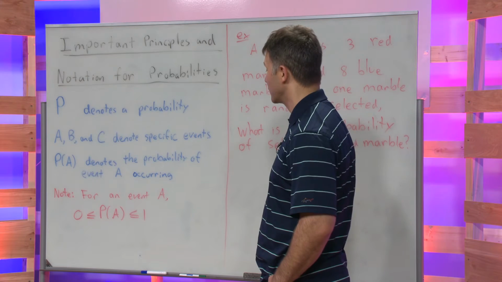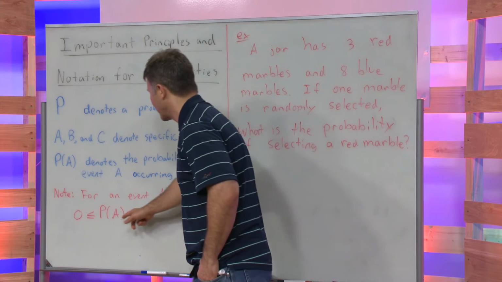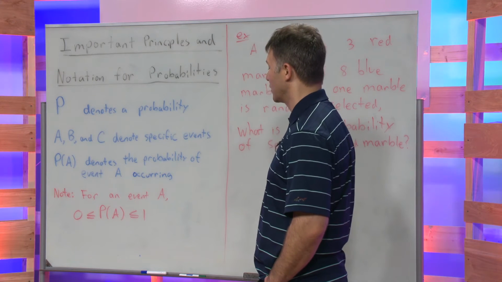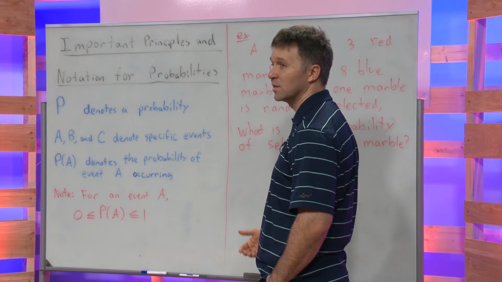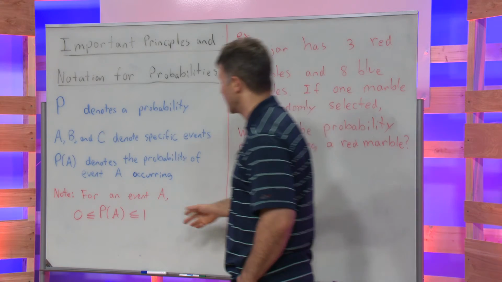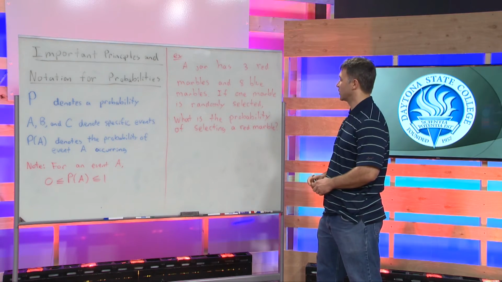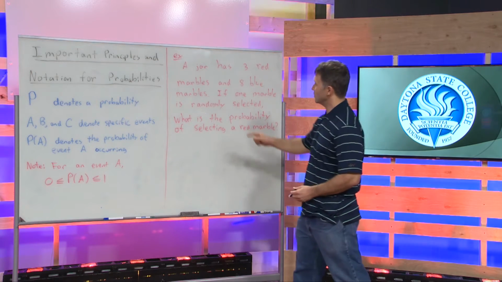And I want to remind you that for an event A, we always have the probability of A is between 0 and 1 inclusive. And we're going to express the probabilities as fractions and decimals, and they'll always be between 0 and 1. Okay, here we have a relatively straightforward example.